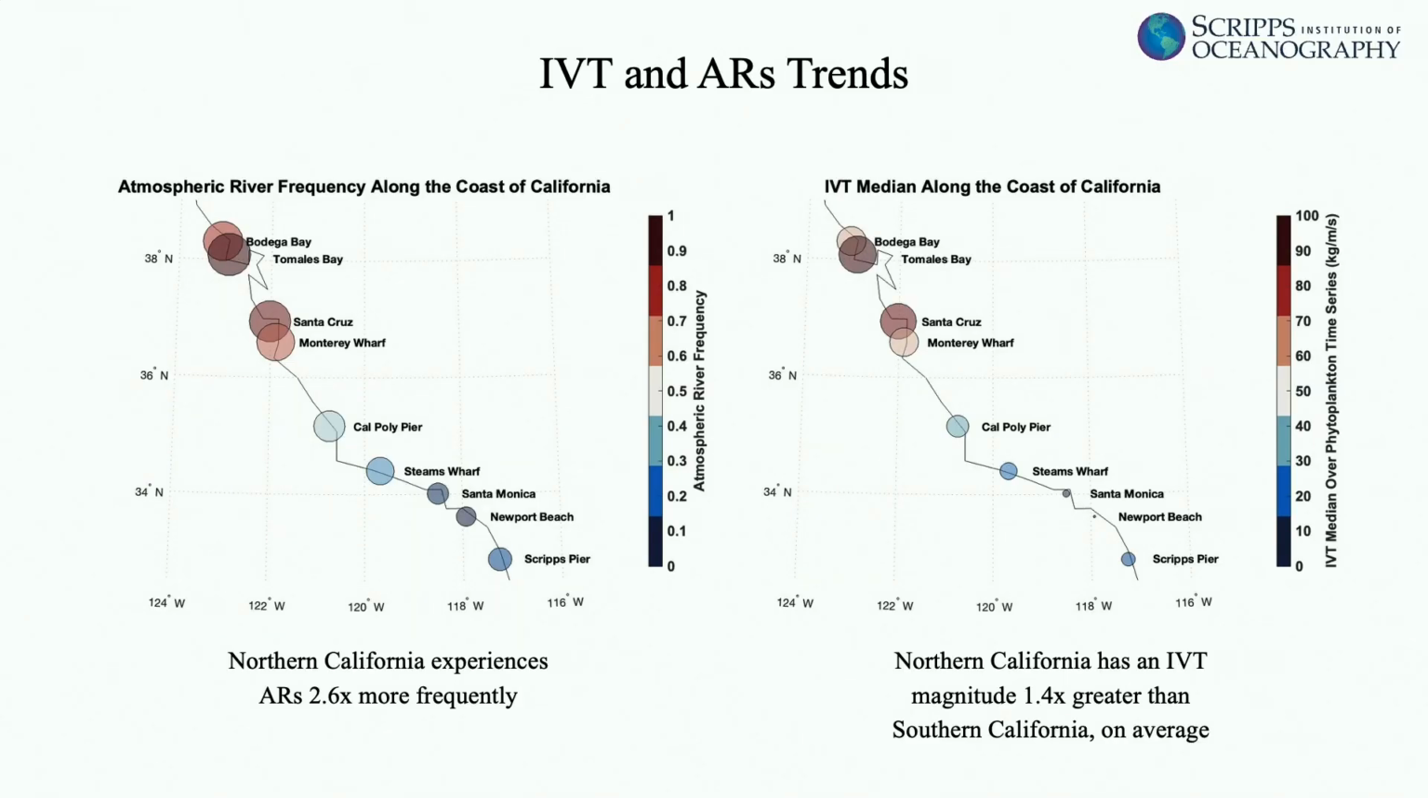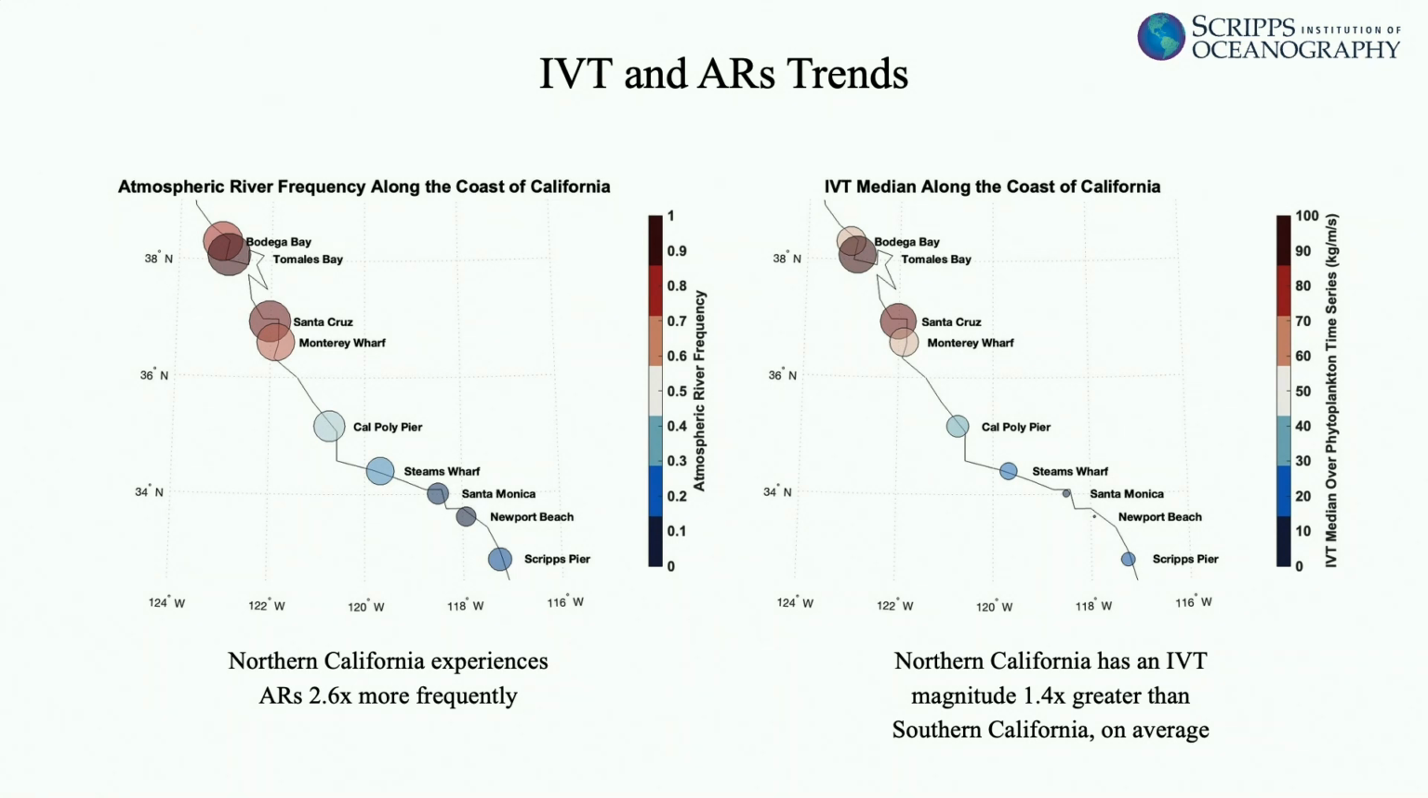So I really wanted to understand my results in the context of the IVT and atmospheric river occurrence at each of my sampling locations. So this is showing all of my sampling locations with the atmospheric river frequency on the left and the IVT median value on the right. And the large red bubbles are going to be indicating a higher atmospheric river frequency and a higher IVT magnitude, and the small blue bubbles are indicating fewer atmospheric rivers and a smaller IVT magnitude.